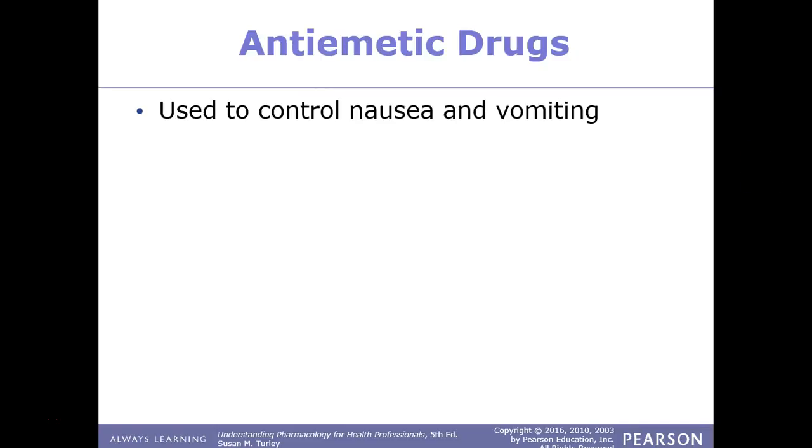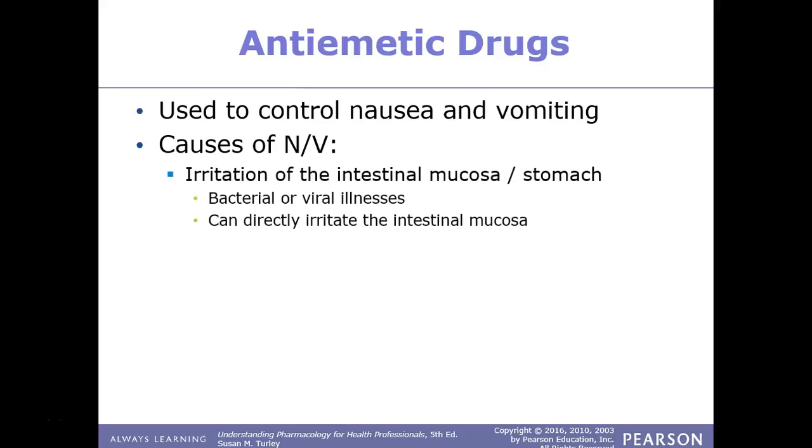Here's the recording to finish out the lecture from Thursday with the end of chapter 8 material, antiemetic drugs. So antiemetic drugs are used to control nausea and vomiting. And first, before we talk about the drugs, let's talk about what causes nausea and vomiting.